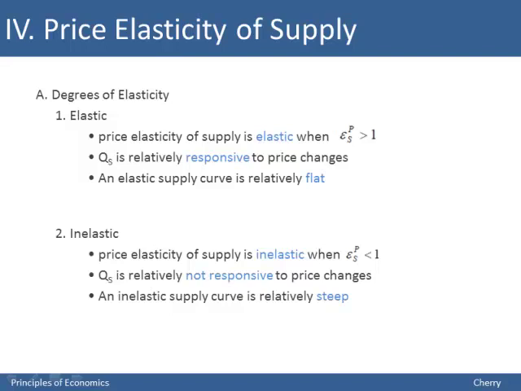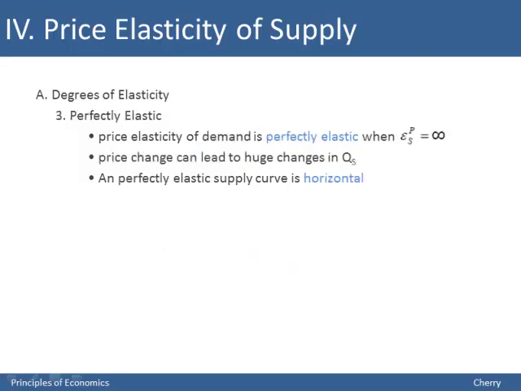Inelastic supply means that price elasticity of supply is less than 1. And this means that the producers are not very responsive to price changes. And that's going to be illustrated with a relatively steep supply curve. And then we have the perfectly elastic case, and that's when price elasticity of supply is undefined. And that means price changes can lead to large swings in quantity supplied. And this is going to be illustrated graphically by a horizontal supply curve.